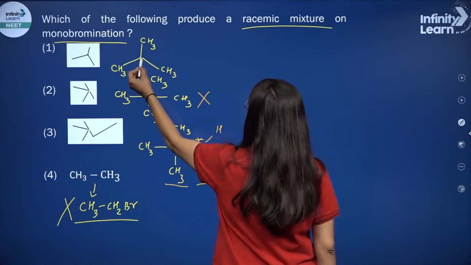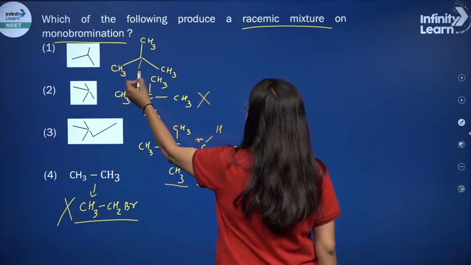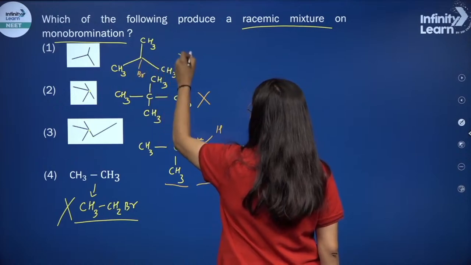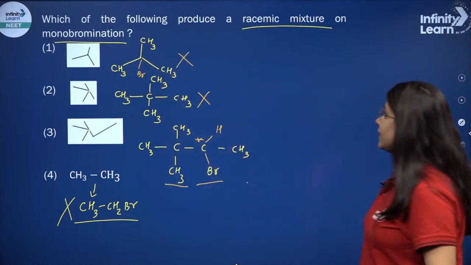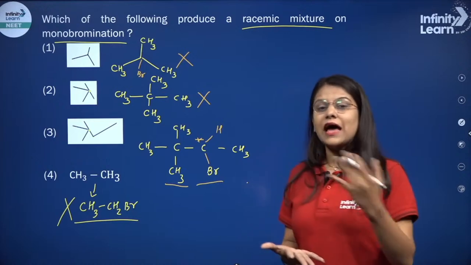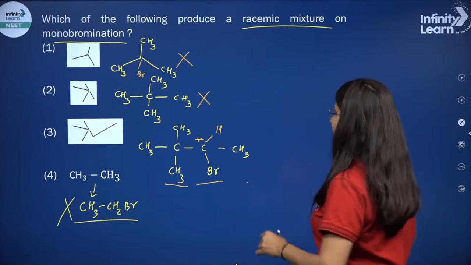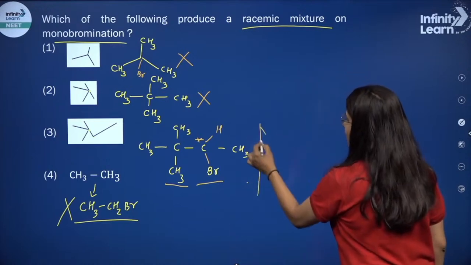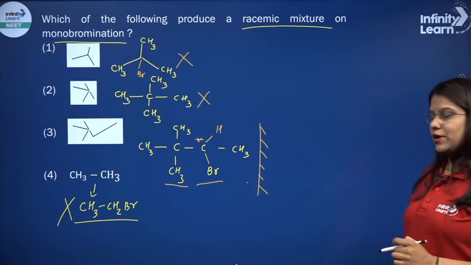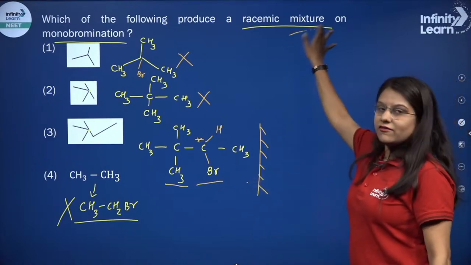Here, if I do the monobromination here, what will happen? Will this be a chiral carbon? No, no chiral carbon. So we will not get any racemic mixture on monobromination, because for that we need a chiral carbon. When I take the mirror image, what will happen? They will form non-superimposable mirror images and they will give me a racemic mixture.